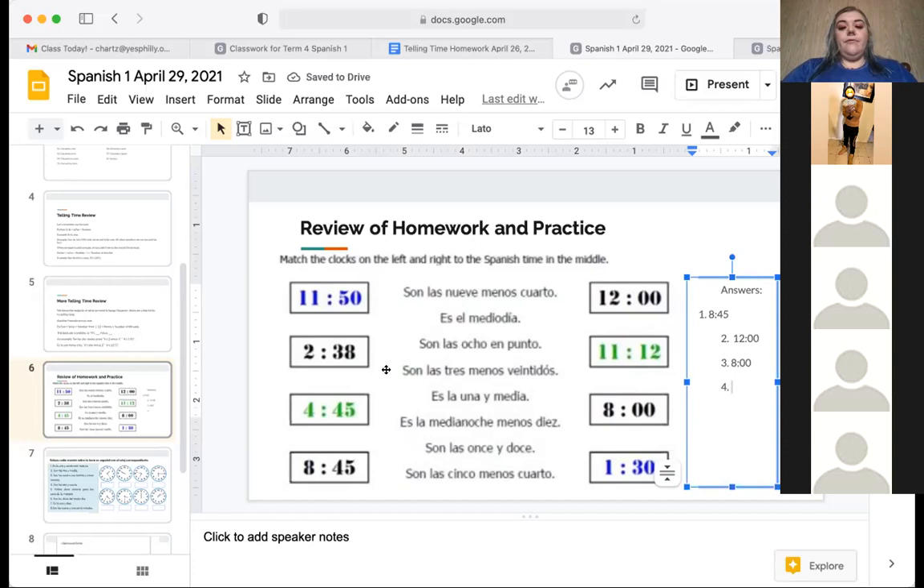So for the fourth one, we have son las 3 menos 22. And if we remember our numbers, we remember that 20 means 20, and dos is 2. So 22 means 22. So that's basically 2:38. Yep, it's 3 minus 22. So 3 minus 22 minutes is 2:38. Yes. Yep.